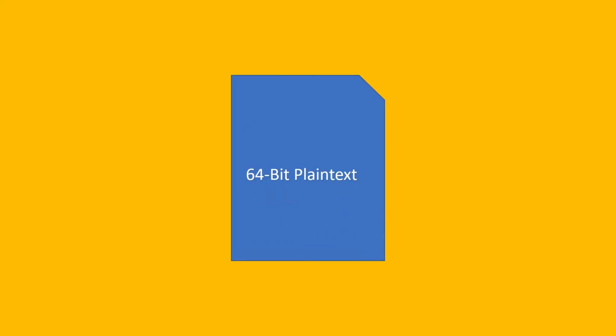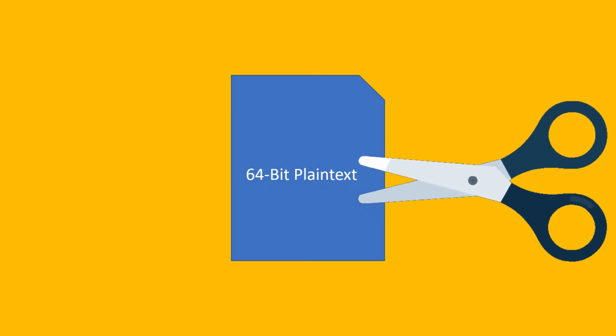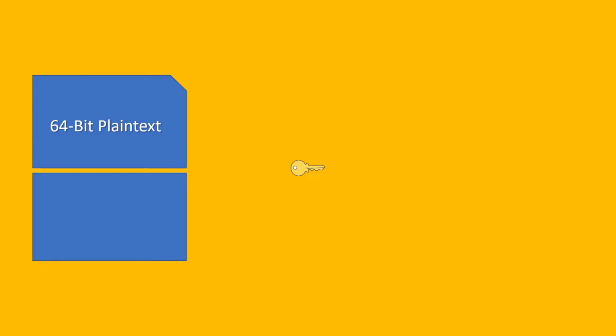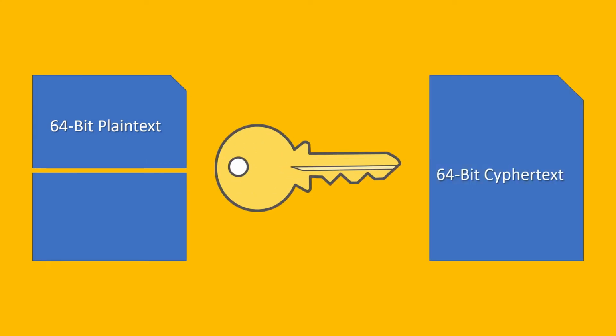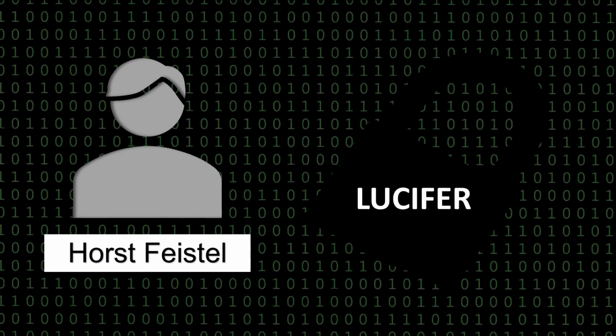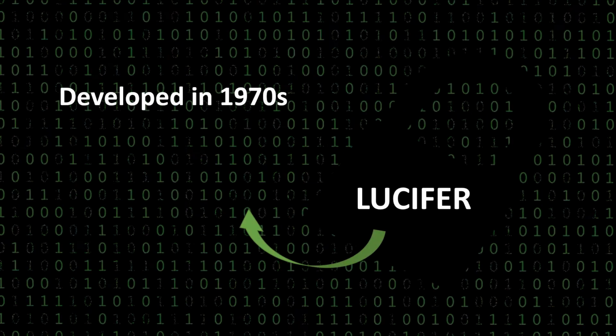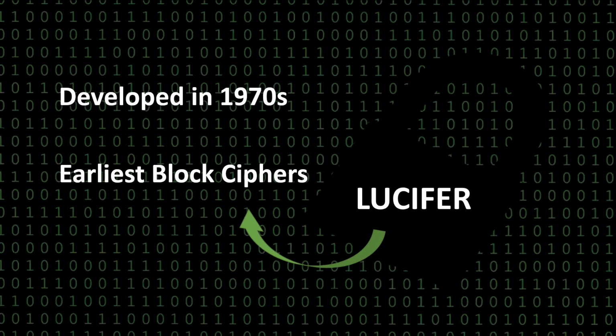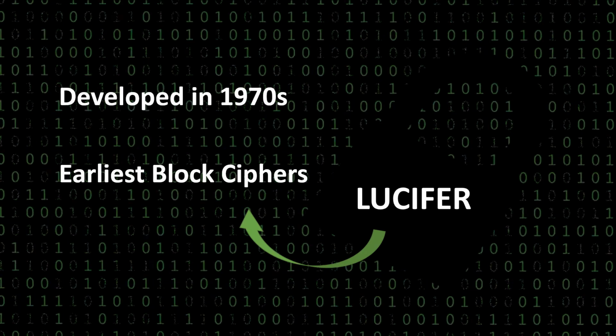The Data Encryption Standard, or DES, is an encryption algorithm that converts plaintext into blocks, then uses a key to convert it to ciphertext. DES is based on an earlier cipher by cryptographer Horst Feistel, called Lucifer. Developed in the 1970s, Lucifer was one of the earliest block ciphers.